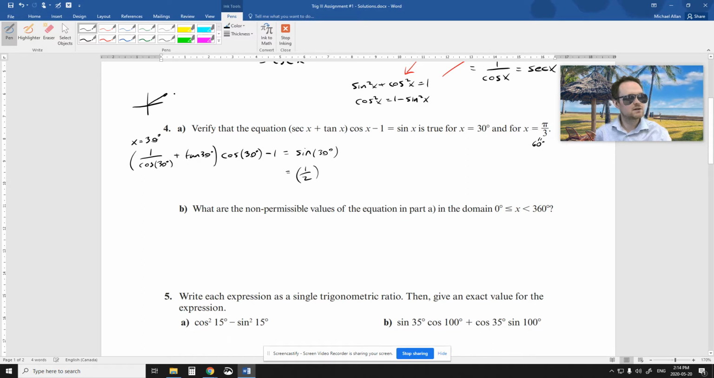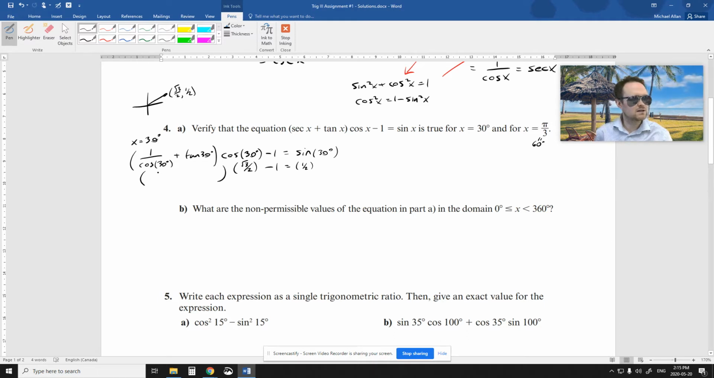The point on the circle at 30 degrees has y equal to a half and x equal to root 3 over 2. So that means this cos here is root 3 over 2. I'm going to run out of space by writing this big, so I should write it a little bit smaller. So 1 over root 3 over 2. That's good.